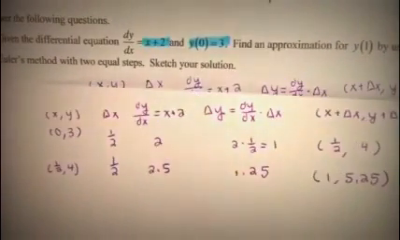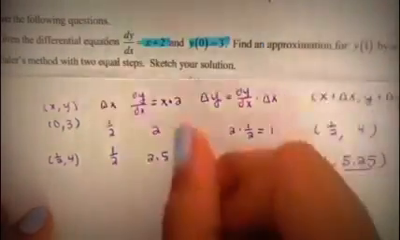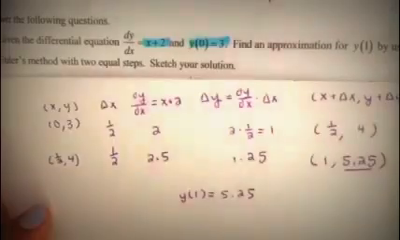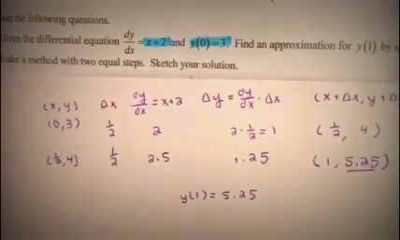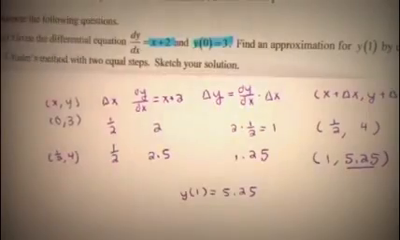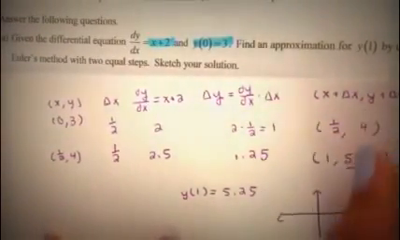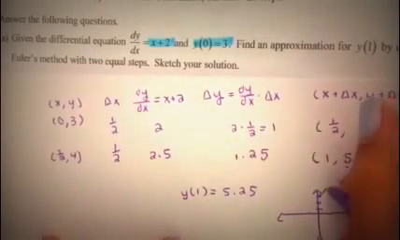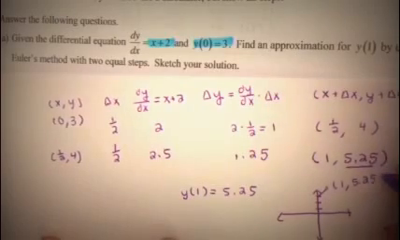So let's look back to what they asked us. Find an approximation for y of 1 by using Euler's method with 2 steps. So this is our approximation: y of 1 is equal to 5.25 by using Euler's method with 2 equal steps. And they also asked us to sketch our solution. So if we sketch these 2 points on an xy plane, we should get something like this, with our endpoint being 1, 5.25.